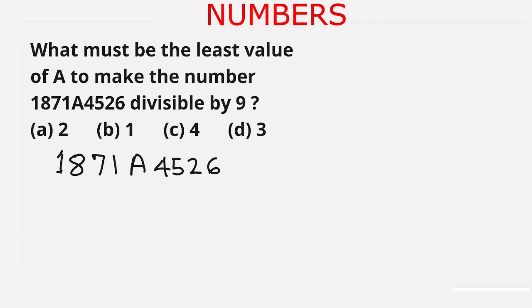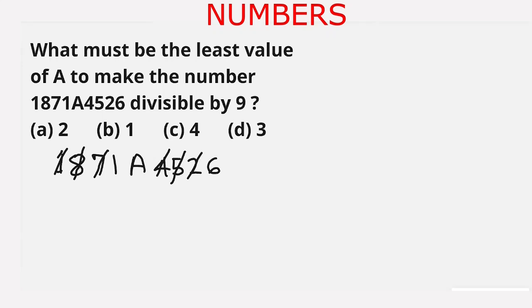1 plus 8 is 9. So we cancel these two numbers because it is divisible by 9. 7 and 2. 7 plus 2 is 9. So we can cancel these two numbers. And 4 and 5 make 9, so we are cancelling these two numbers. Now the numbers left are 1, A, 6.